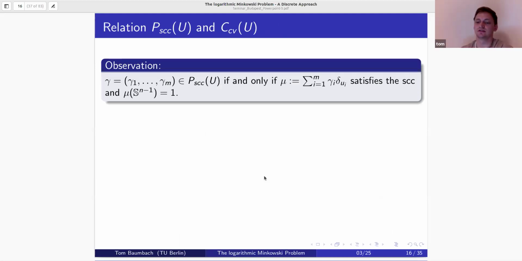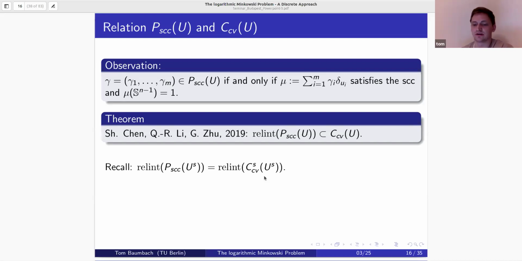If we consider a vector gamma contained in the subspace concentration polytope, and we consider the measure mu, which is defined as the sum of the gamma_i's times the Dirac measure delta_{u_i}, so that delta_{u_i}(omega) is 1 if and only if u_i is contained in omega and 0 otherwise, then we know that this measure satisfies the subspace concentration condition if and only if gamma is contained in the subspace concentration polytope, which is quite nice.